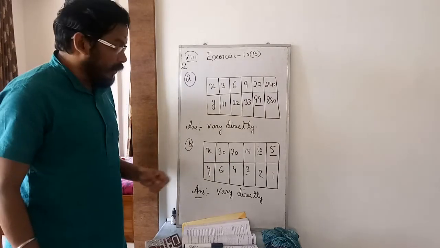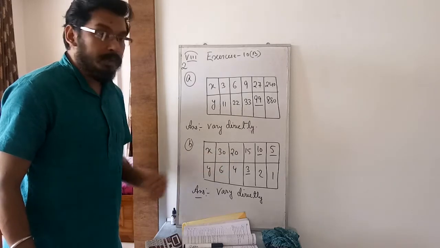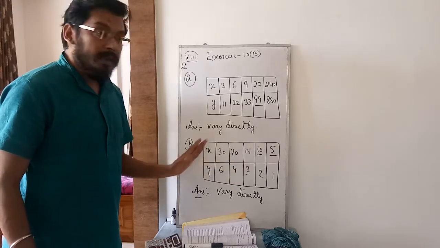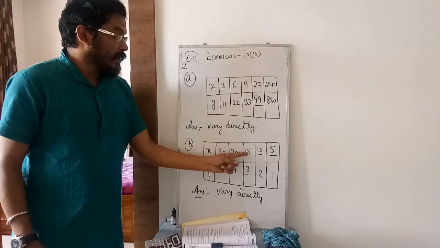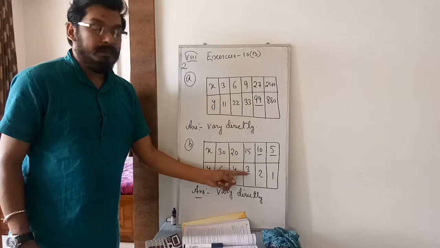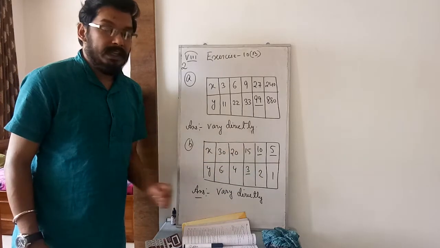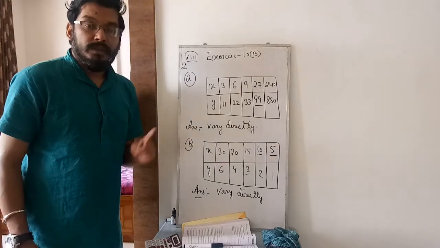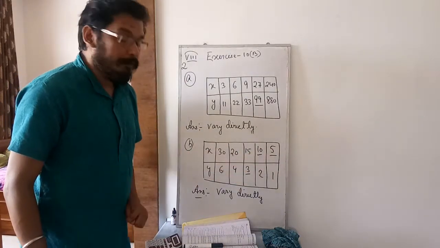Now let me check for direct variation. 6 by 30 is 1 by 5, 4 by 20 is 1 by 5. So it is 1 by 5 in both cases. So it varies directly. Here it is given 15, so I have to place here 3 because 3 by 15 is 1 by 5. Here it was given 2, I have to place here 10 because 2 divided by 10 is 1 by 5. Here it is given 1, so here it will be 5.